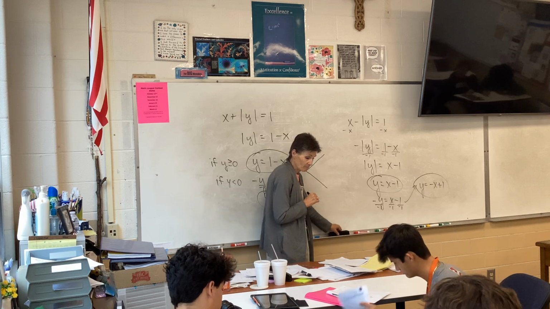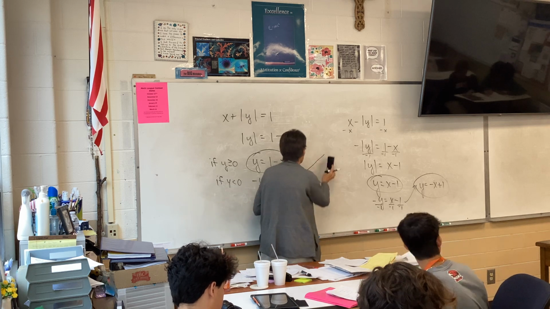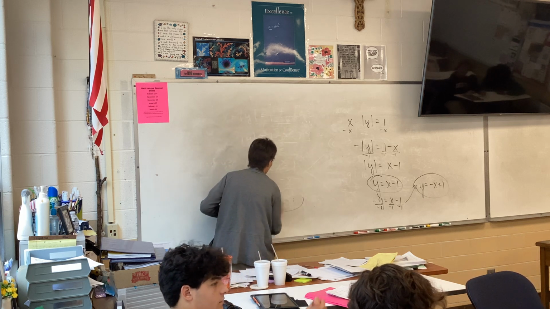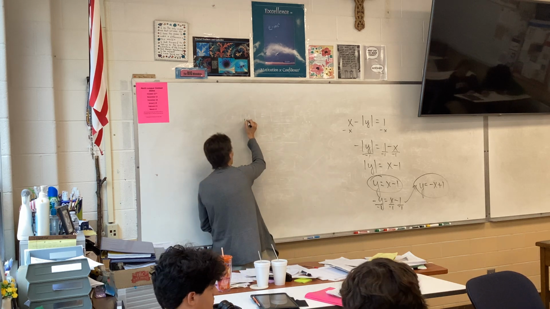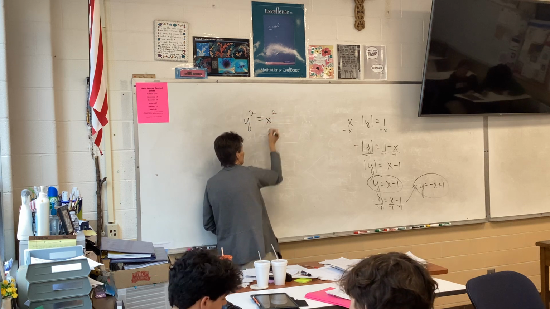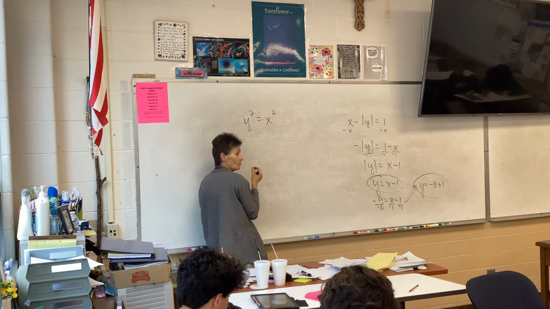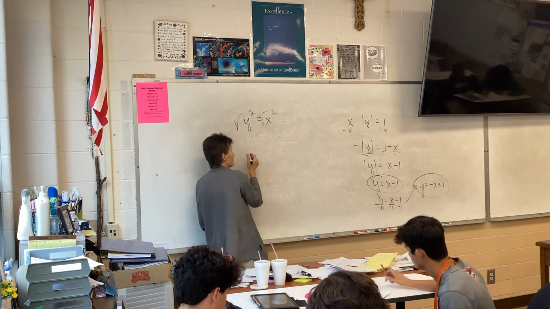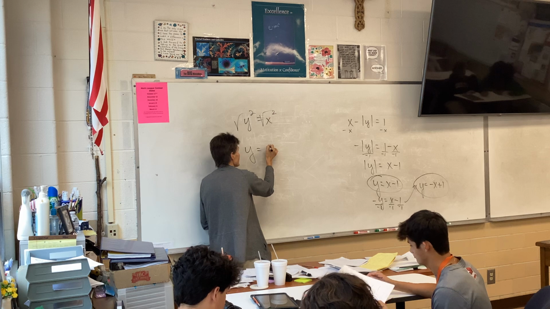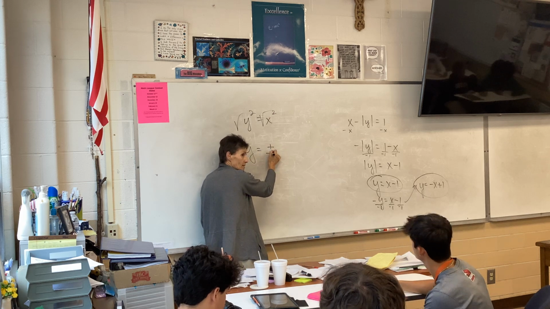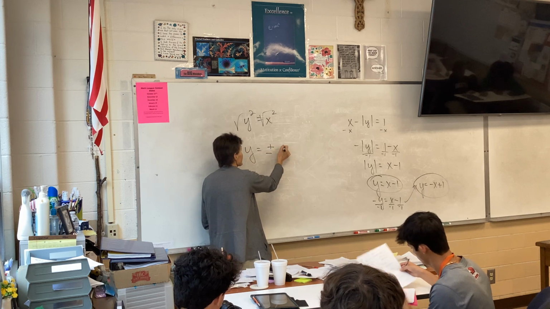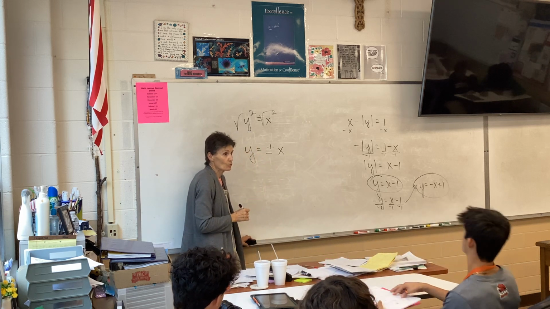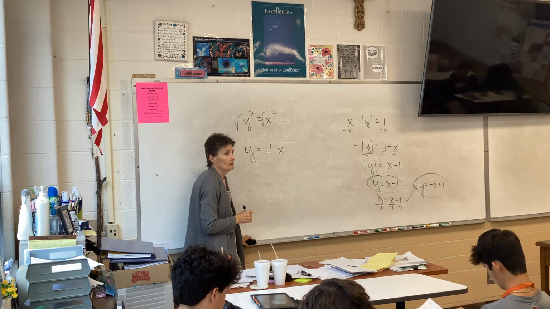Letter D is like the ones we did yesterday. y squared equals x squared. So what do we do? Square root. And what do we remember when we square root? y equals plus or minus x. That's it. Those are your two equations. y equals x, y equals negative x.